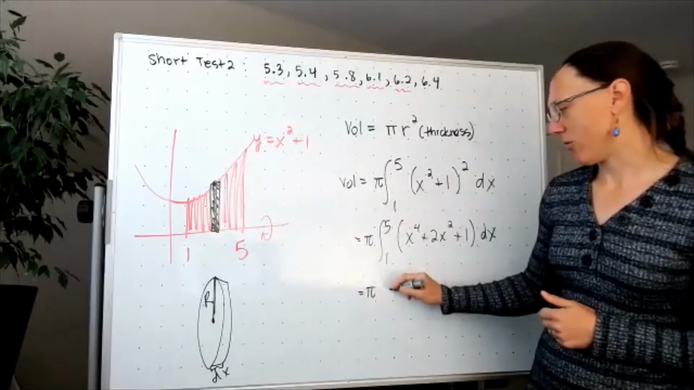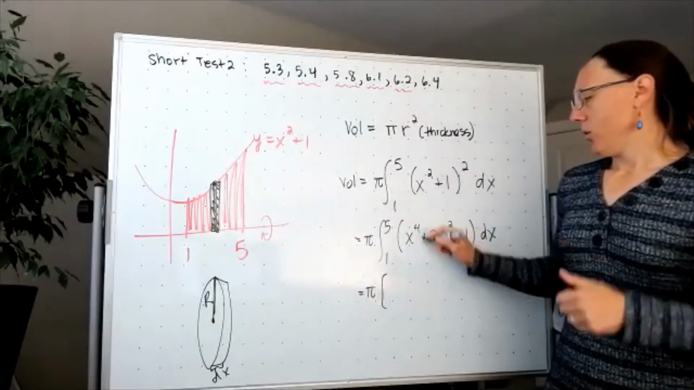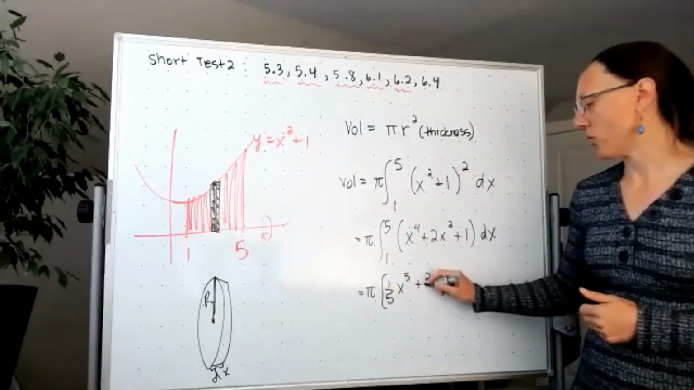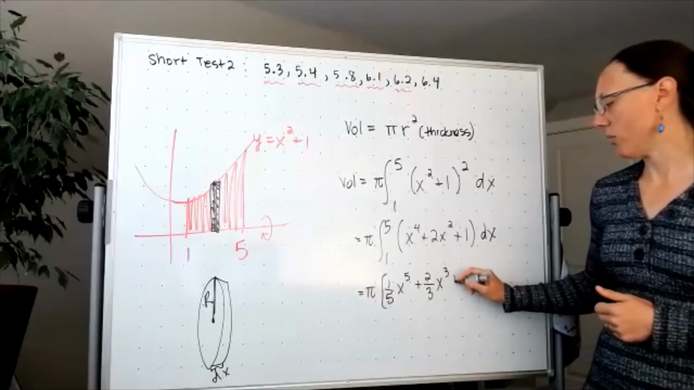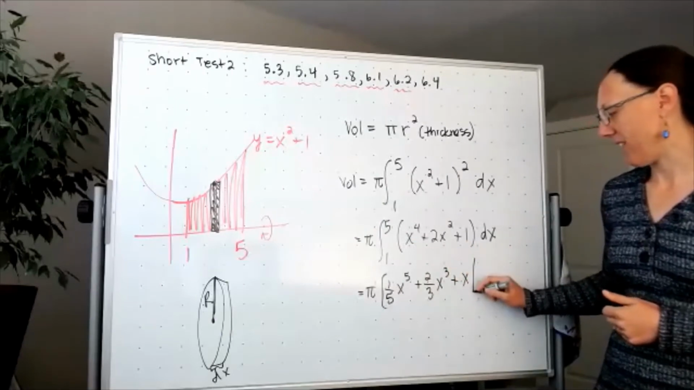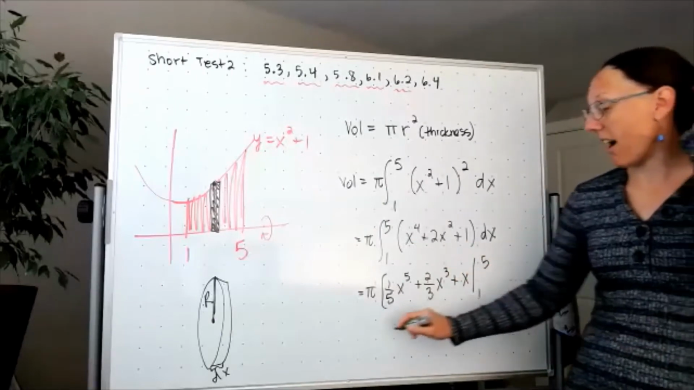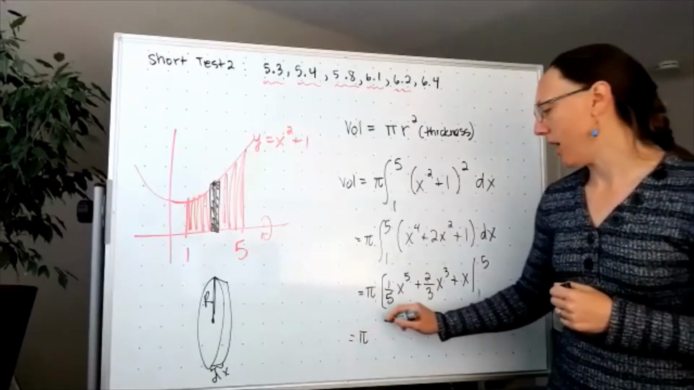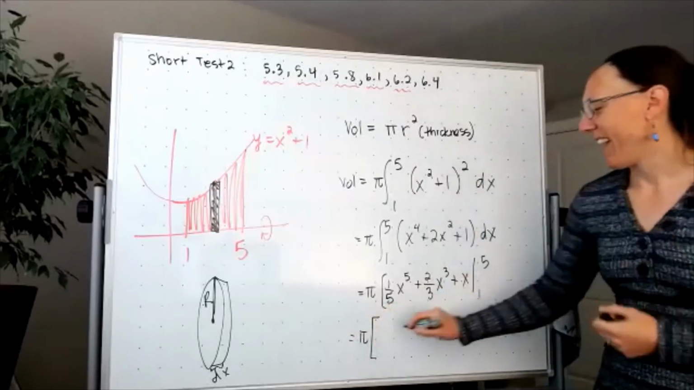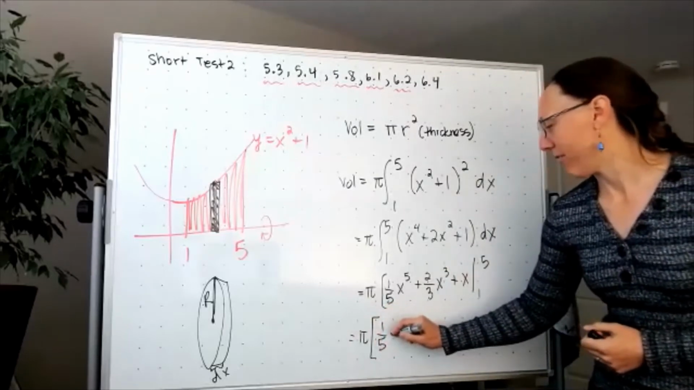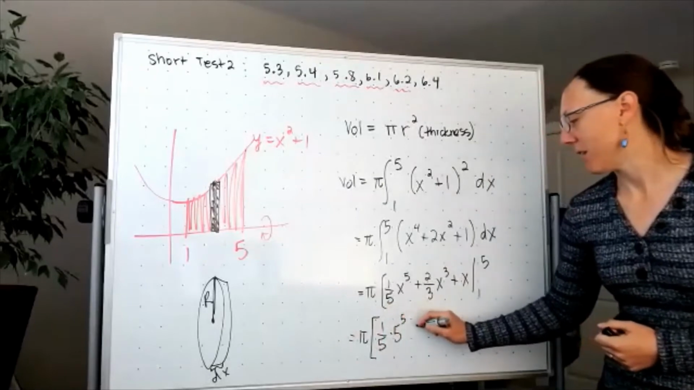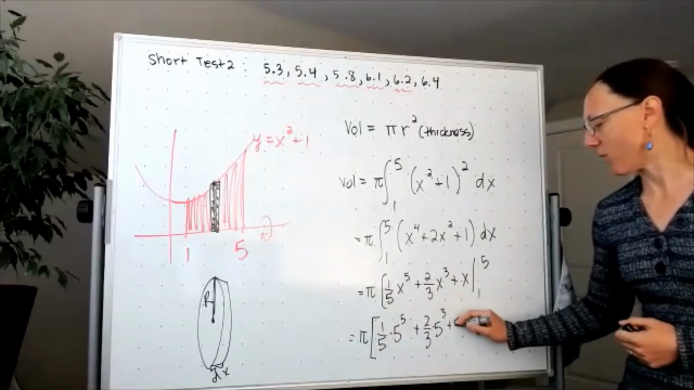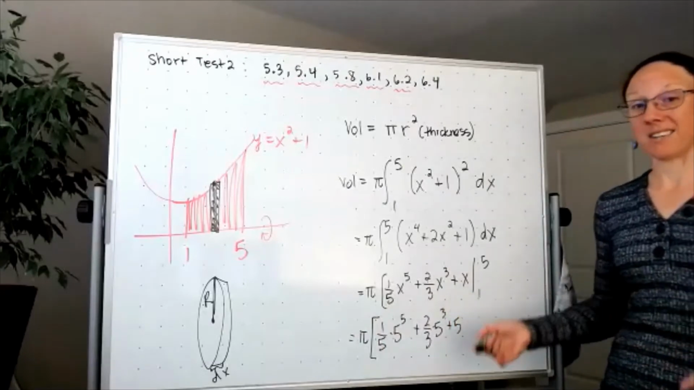So finding my antiderivative here, what's that? 1/5 x to the 5th plus 2/3 x cubed plus an x. And then all of that is going from 1 to 5. Now I gave us pretty messy numbers here, but I've taken a look at the web work. So if we plug those in, I've got 1/5 times 5 to the 5th plus 2/3 times 5 cubed plus 5. And this time I gave us a 1, not a 0.